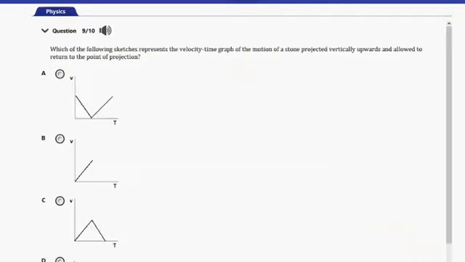So guys, the next question here, question number 9, says, which of the following sketches represents the velocity time graph of the motion of a stone projected vertically upwards and allowed to return to the point of projection? So guys, the answer to this question obviously here is option C here. So you see the velocity increases with time here, and at a certain point the velocity starts dropping till it gets to the end of the velocity. So that's it for this question here, guys. Option C is the answer. Let's go ahead and consider the next and last question, guys.